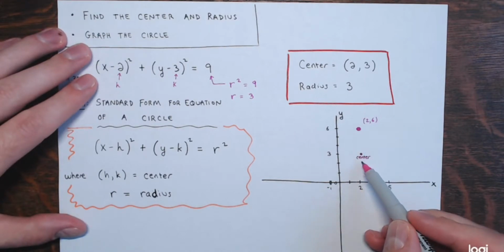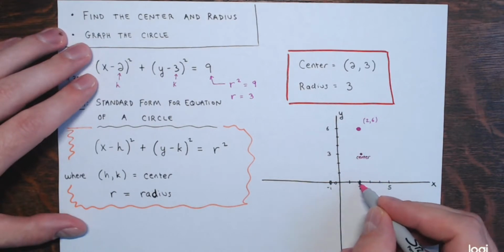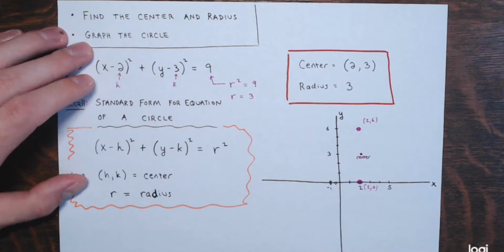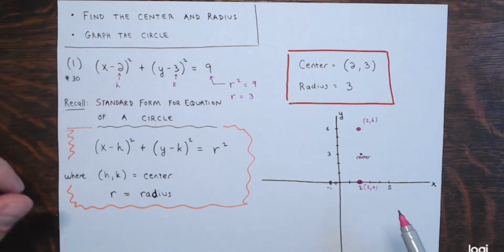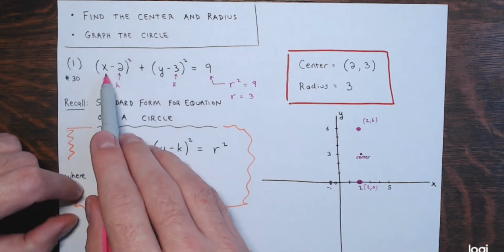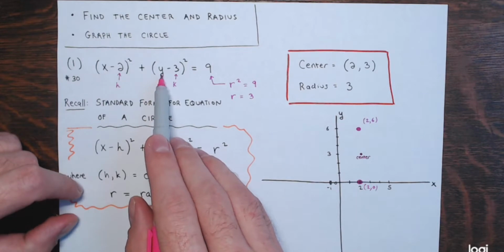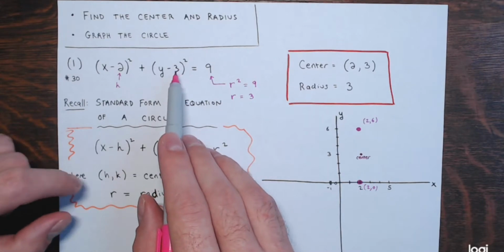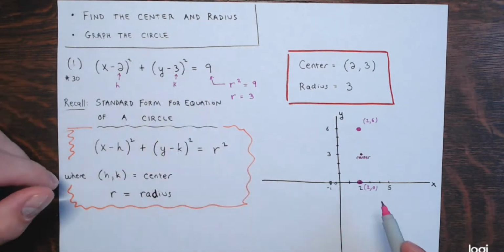3 units below the center would be this point here, which has the coordinates 2, 0. And again, check it out. Replace x with 2 and y with 0. You'd get 0 plus negative 3 squared would be positive 9. That's also true.